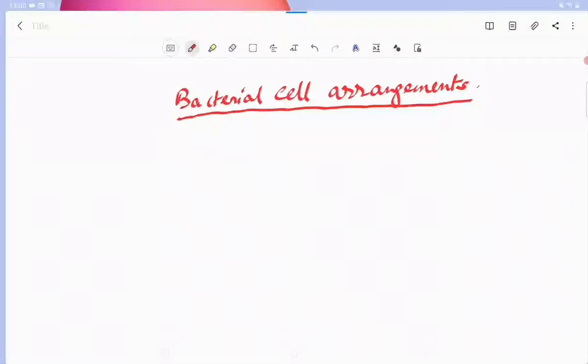In this video lecture, we will talk about bacterial cell arrangements. Bacteria are unicellular organisms and they normally remain independent of each other. But sometimes some bacteria, after cell division, remain adhered to each other for quite some time, and that gives rise to a peculiar cell arrangement that they acquire. This is mostly seen in case of cocci.